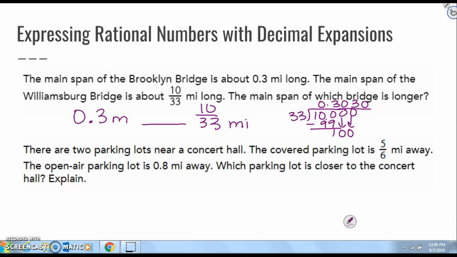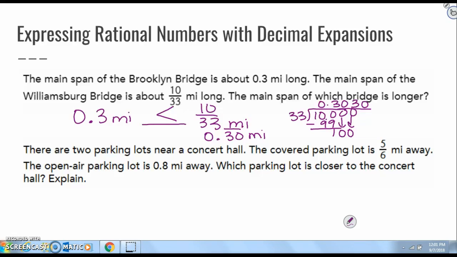As we can see, the 30 repeats. So this decimal is repeating. 3/10 of a mile is not repeating. Since 30 hundredths repeats, that number is larger than 3/10.